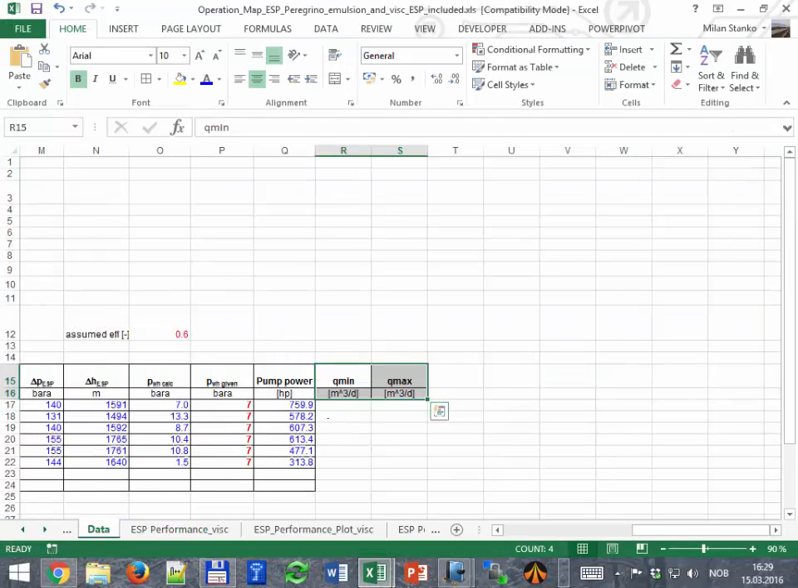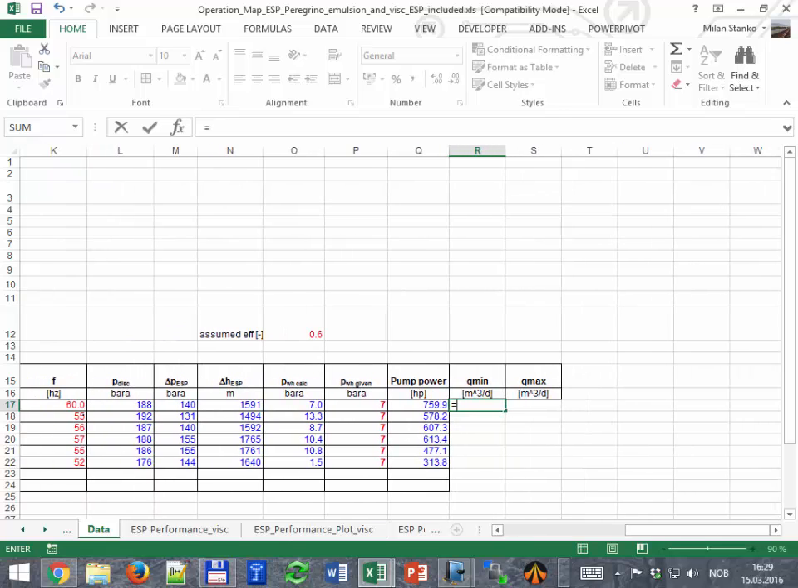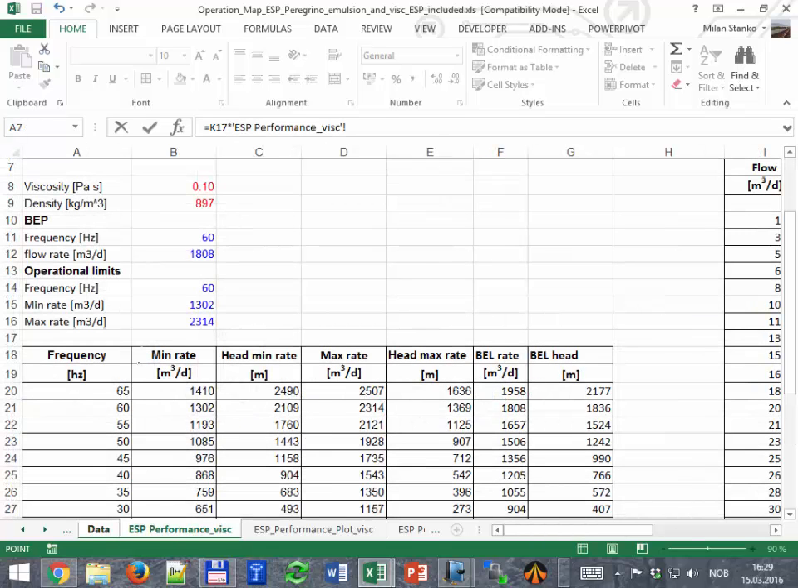Okay, Qmin we said is F, here F, times the Q minimum at that viscosity, divided by, I have to block this cell, and divided by the reference frequency, that is this one, okay? Yeah?